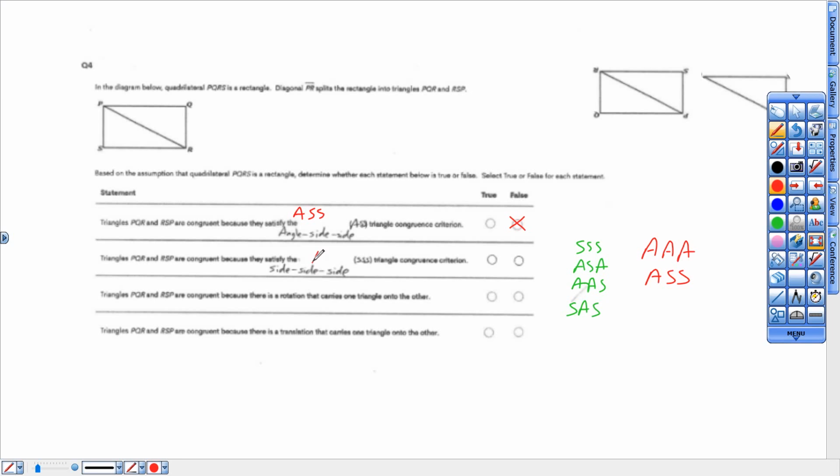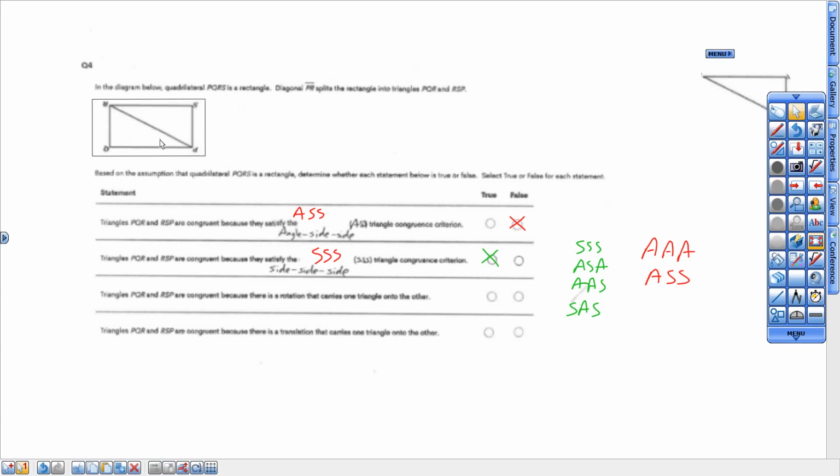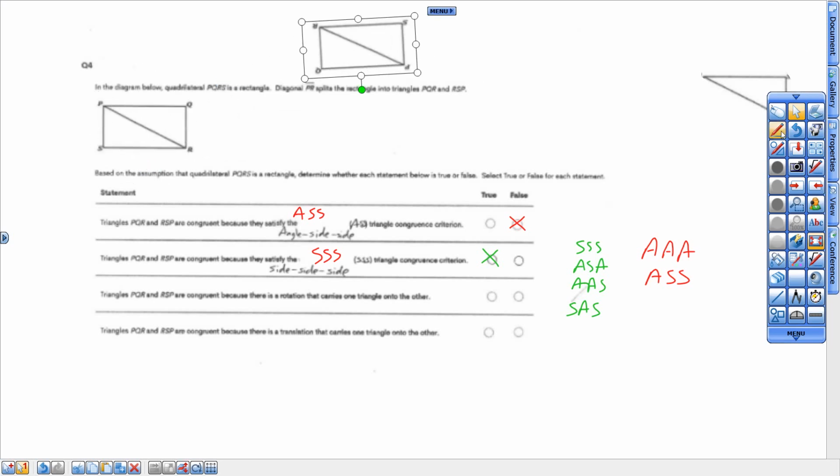If I have 3 S's on that one, side, side, side, I know that one is true. All right. If I have a rotation, let me show you why a rotation works. If I took this triangle and I rotated it, you should see that the bottom triangle should exactly cover up the top one. So in one spin, a 180 spin, it covers itself up.